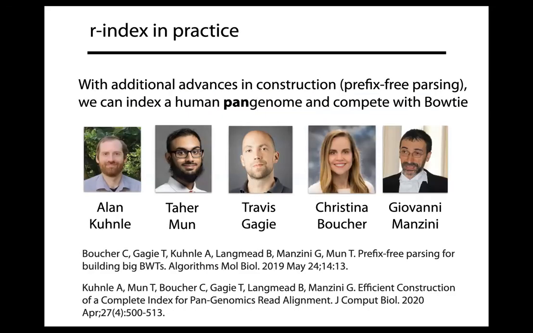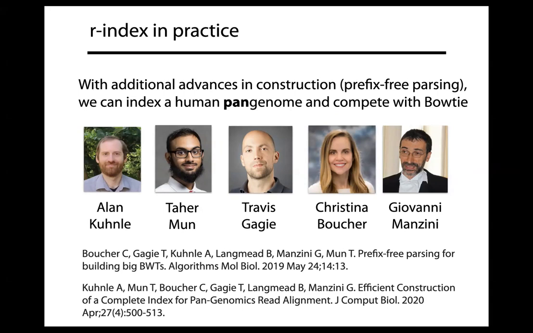There was another big problem to solve, which is another thing I'm sweeping under the rug today, which is how do you construct these indexes efficiently? But these folks had an idea called prefix-free parsing. And together we implemented this and came up with a fairly practical tool, and I'll show you what I mean in a moment, that's capable of indexing many human genome sequences. All right, so this is the team that worked together. So big credit to Alan Connell and Tahir Mun, but also my collaborators, Travis Christina and Giovanni.